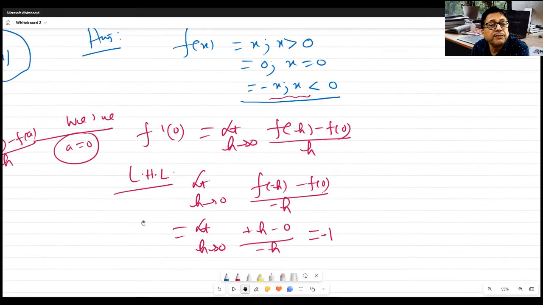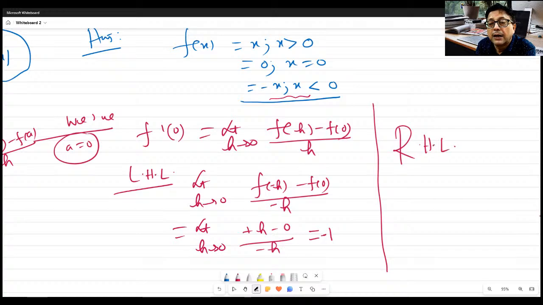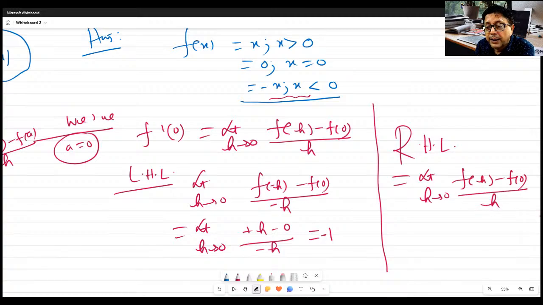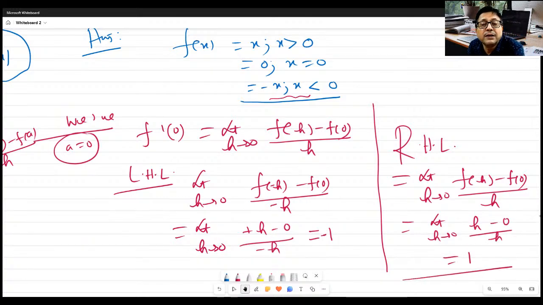And now we have to find RHL. RHL will be limit h tending to 0 f(h) minus f(0) by h. So simple. We'll be taking h, f(0) is 0. Clear? So answer is 1.